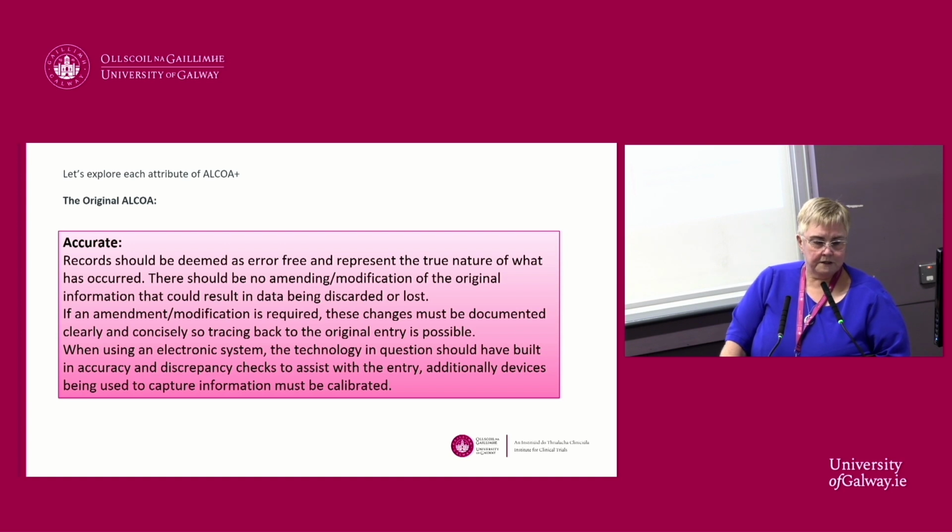Accurate: records should be deemed error-free and represent the true nature of what has occurred. There should be no amending or modification of the original information that could result in data being discarded or lost. If an amendment or modification is required, these changes must be documented clearly and concisely, so tracing back to the original entry is possible. When using an electronic system, the technology in question should have built-in accuracy and discrepancy checks to assist with the entry. Additional devices being used to capture information must be corroborated.